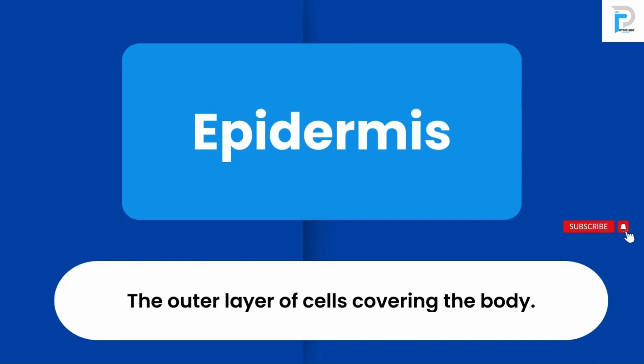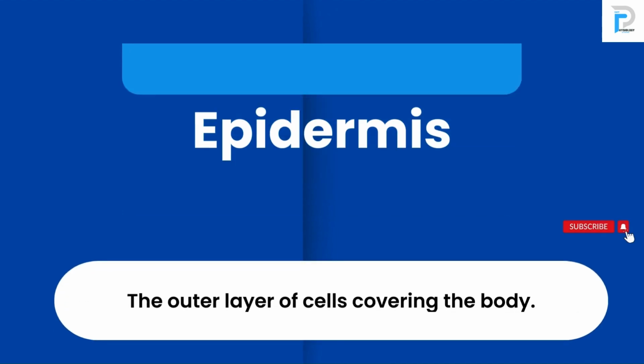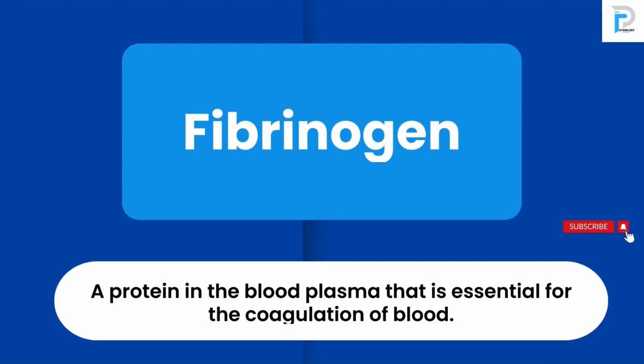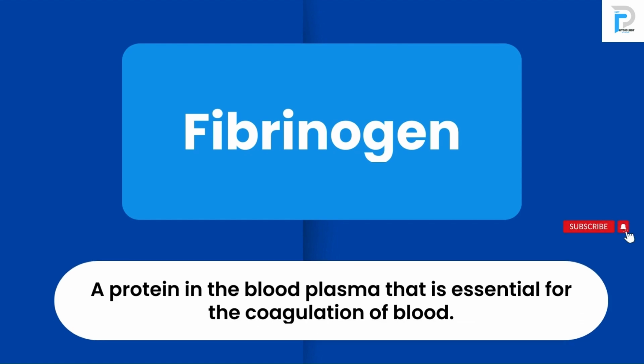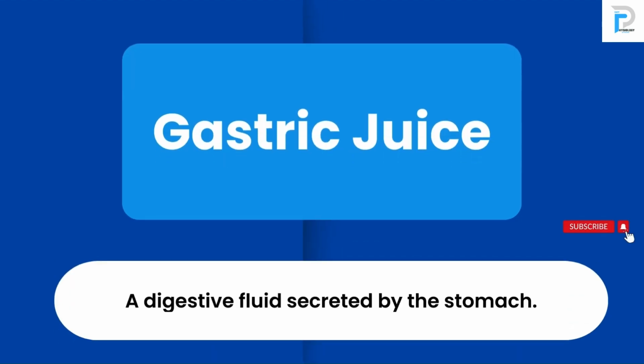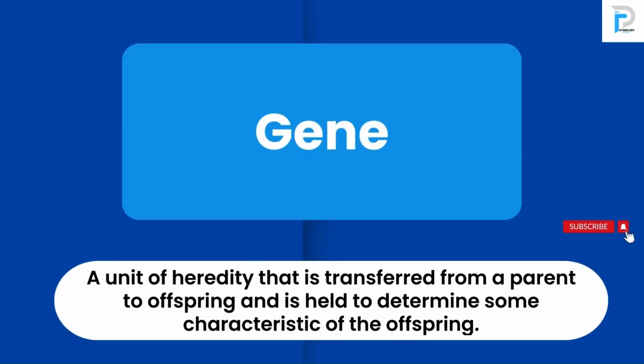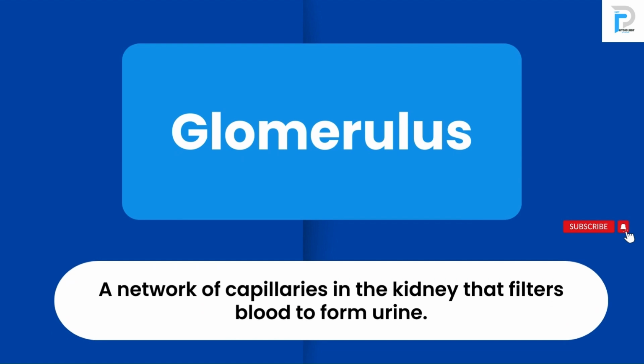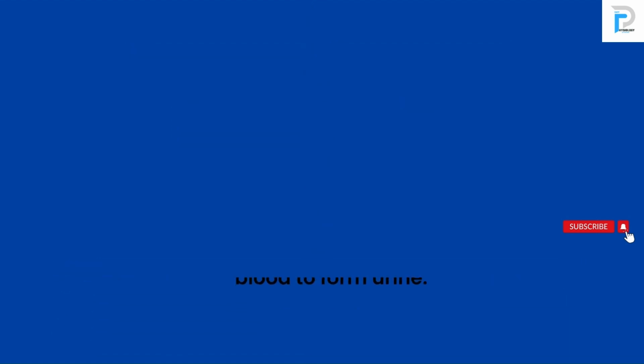Epidermis: the outer layer of cells covering the body. Fibrinogen: a protein in the blood plasma that is essential for the coagulation of blood. Gastric juice: a digestive fluid secreted by the stomach. Gene: a unit of heredity that is transferred from a parent to offspring and is held to determine some characteristic of the offspring. Glomerulus: a network of capillaries in the kidney that filters blood to form urine.